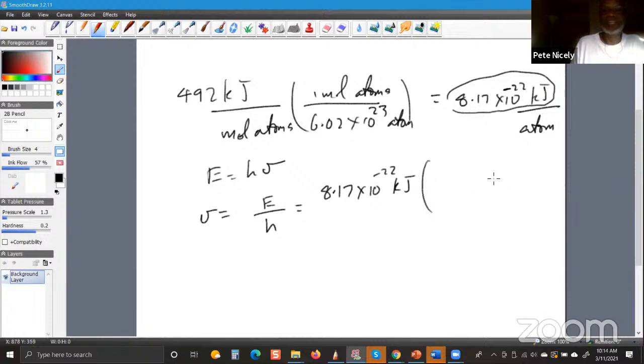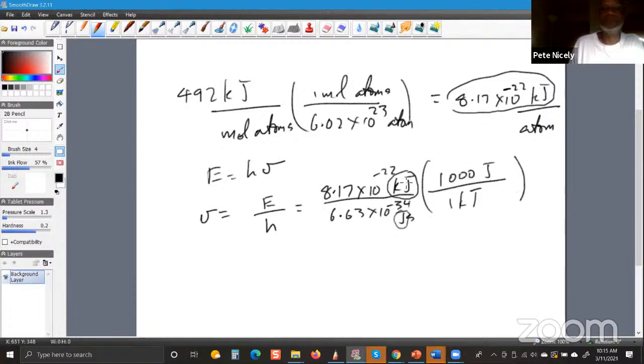And what we're going to do is divide by h, which is 6.63 times 10 to the minus 34 joule seconds. However, because we have kilojoules here and joules here, we have to convert the kilojoules to joules, which means we're going to have 1 kilojoule down here, and that's equal to 1,000 joules in the numerator above, so that this unit will cancel out with the kilojoule unit here. This joule unit will cancel out with this joule unit, so your final unit would be seconds to the minus 1.